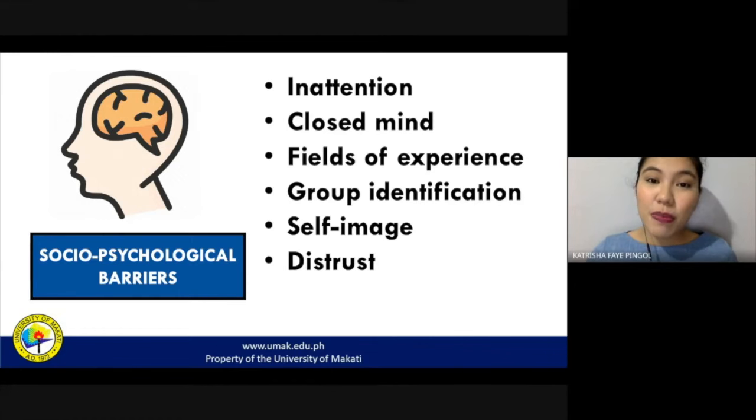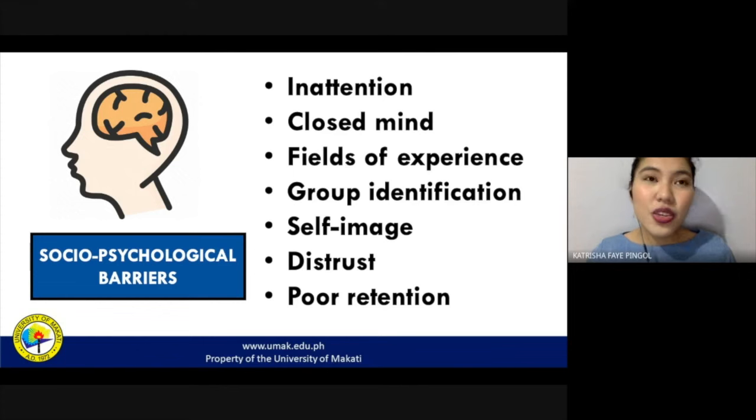There's also this problem with distrust. When we say distrust, it's simply not having trust in the source of the information or whoever it is that you are talking with. You are doubtful of who they are, what their intentions are, and so forth. So that could cause a problem when you talk to someone. There is also the problem of poor retention, especially at this time and age where everything is easily accessible for people. Our attention spans have shortened. So you have to consider that as well in terms of communicating effectively.